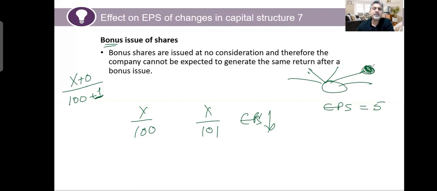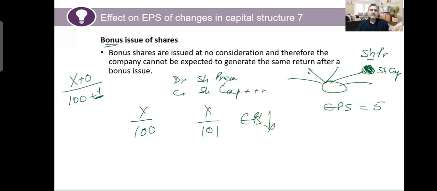Usually we use share premium account for giving out bonus shares. By the way, share premium account, and it is share capital. So usually we say debit share premium and credit share capital. So we increase the share capital, which means we increase the number of shares, and we decrease the premium. So you get the shares in your hand and you walk out without giving any cash.